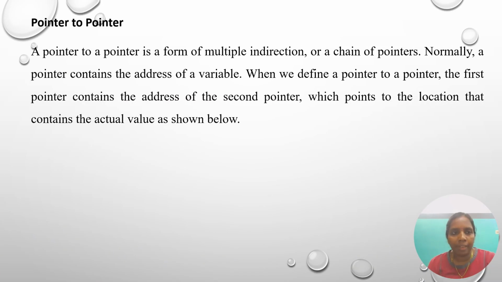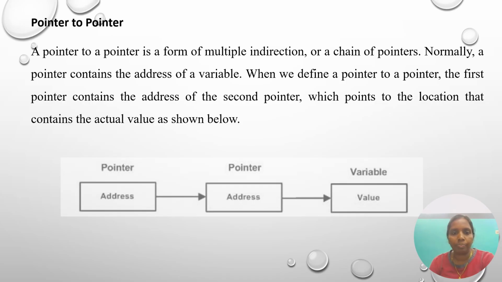So previously we have used only a single pointer. So the next concept is pointer to pointer. This is a multiple form of indirection, also called chain pointers. Normally a pointer contains the address of a variable. When we define a pointer to pointer, the first pointer contains an address and the second pointer points to that location. So this is a small example showing the pointer to pointer.